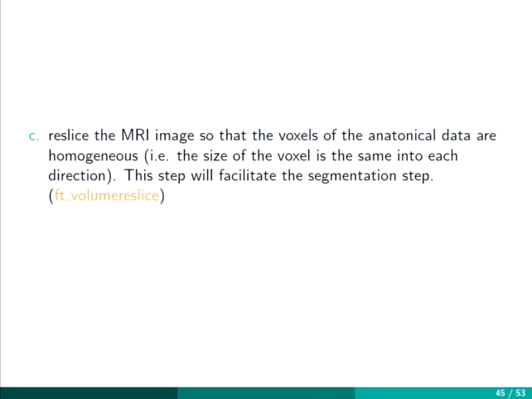Once this is done, then the MRI image has to be resliced so that the voxels of the anatomical data are homogeneous, so that the size of the voxel is the same in each direction. And this is a step that is not necessary, but will facilitate the segmentation step. And there's a function for that, ft_volumereslice.